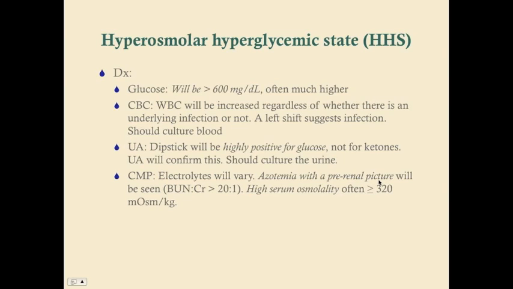And so because we have less perfusion to the kidneys, the creatinine level goes up, and the BUN level goes up even more. And so the BUN creatinine ratio will be greater than 20:1, and that is a prerenal azotemia picture. If you can't remember that, go back and look at the prerenal azotemia section that I did in the nephrology section. So azotemia with a prerenal picture really points us towards hyperosmolar hyperglycemic state.